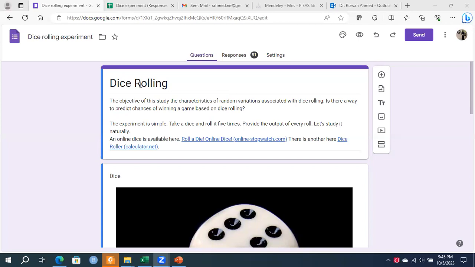This is the Google form of the problem I suggested for my class on probability and statistics. So here is the form, and the experiment was to take a dice and roll it 5 times and provide the output of every roll. And students were expected to provide their fair outcomes, and we have got 81 responses collected.